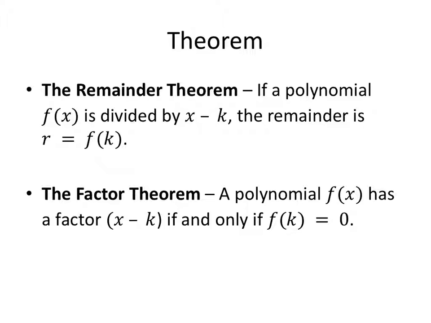The factor theorem says a polynomial f of x has a factor of x minus k if and only if f of k equals 0. But remember, f of k is the remainder, so a polynomial has a factor if the remainder is 0, and I know the remainder is 0 by evaluating at k. Let's check it out.